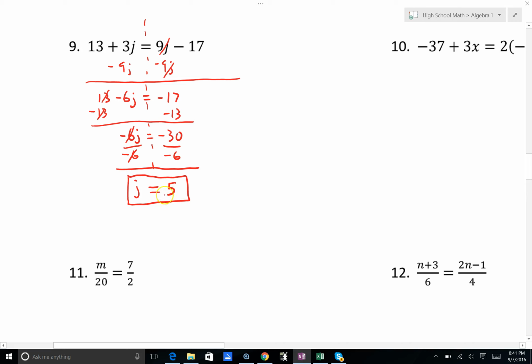We will take this possible solution 5 and substitute it to verify. 13 plus 3j. 13 plus 3 times what we think j is, substituting the value j is 5. Is it equal to 9 times j, again where we think j is 5, minus 17? 3 times 5 is 15 plus 13 will be 28. 9 times 5, 45. 45 minus 17, also 28. You can enter this statement in your calculator to check, but that's indeed true. Since we yield a true statement, j equals 5 is a solution.